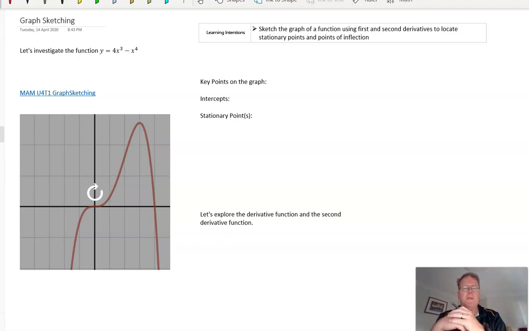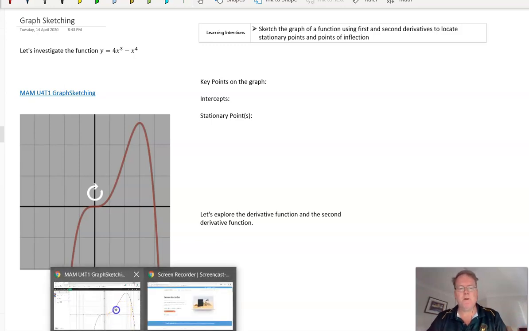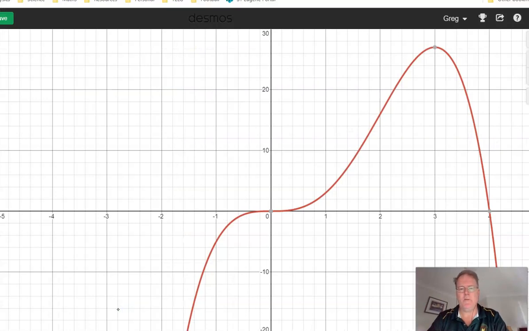We're going to use a pretty interesting function today, the function you see on the screen, y equals 4x cubed minus x to the power of 4. To assist me with this process, we're going to use Desmos. I've created a Desmos graph already, and there's the function there. What I would like you to observe first of all is a couple of the key points. First of all, how many stationary points can you observe on that graph?